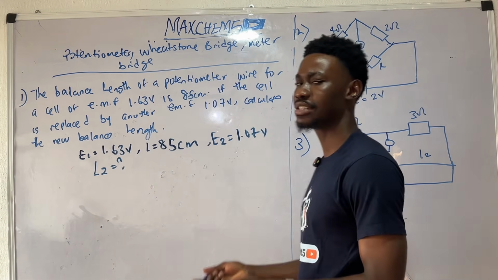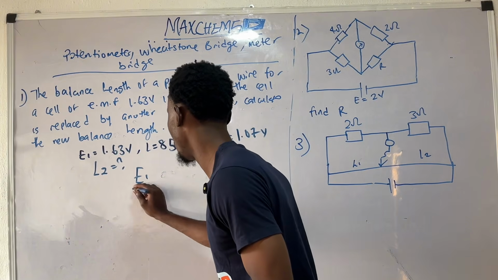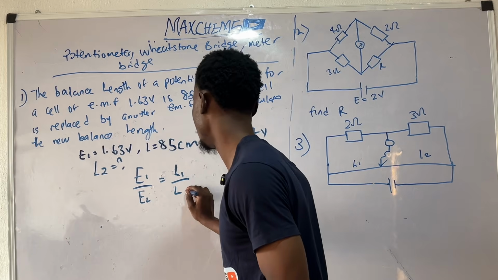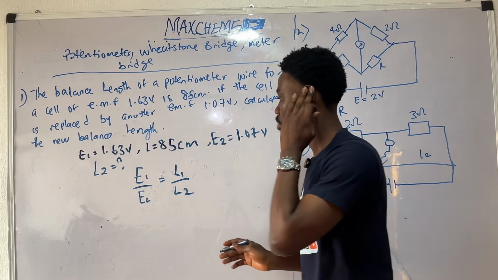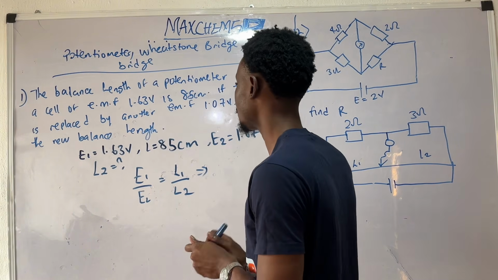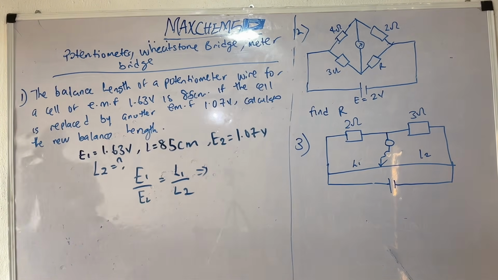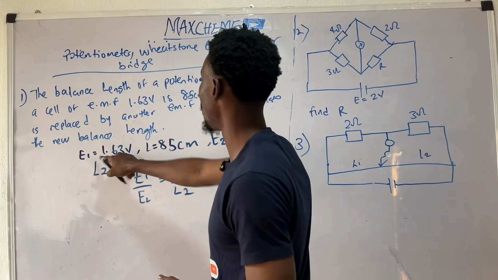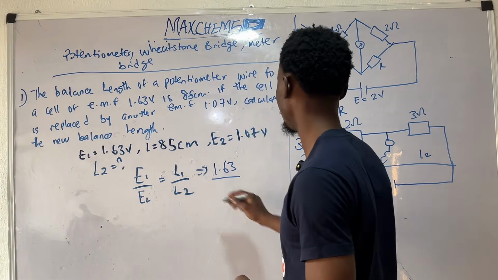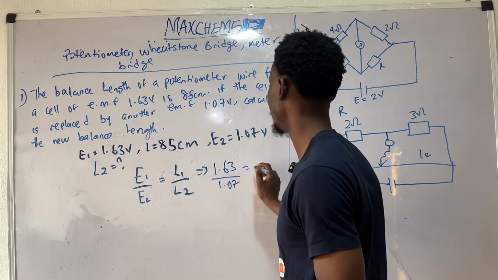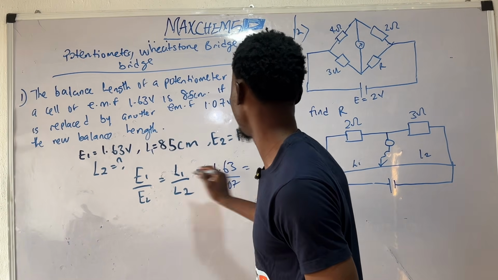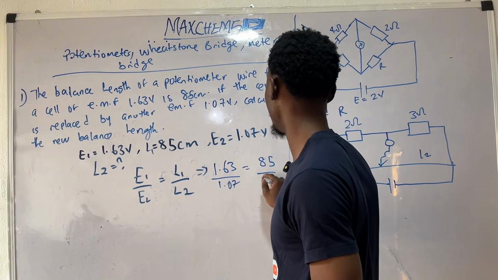So the formula for the potentiometer is simply E1 over E2 is equal to L1 over L2. It is that simple. So what we do here is we substitute our values. Grabbing my calculator, our E1 here is 1.63 divided by the E2, which is 1.07, is equal to, what is my L1? Okay, this is my L1 here, 85, and my L2 is the unknown.